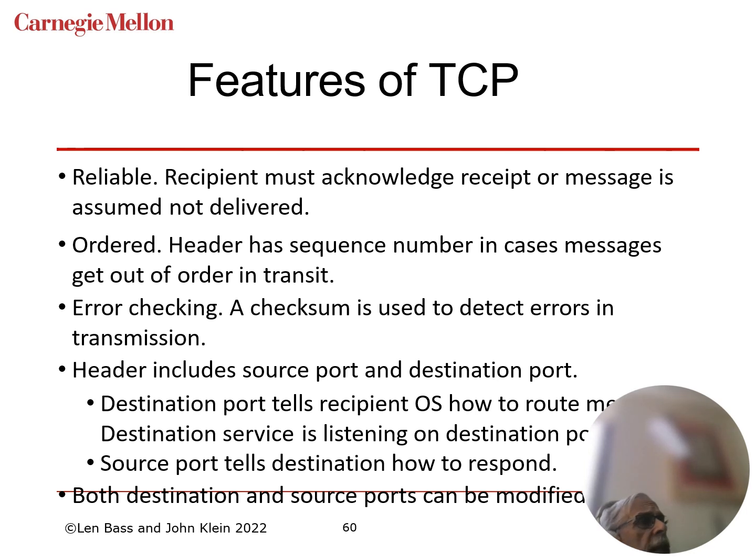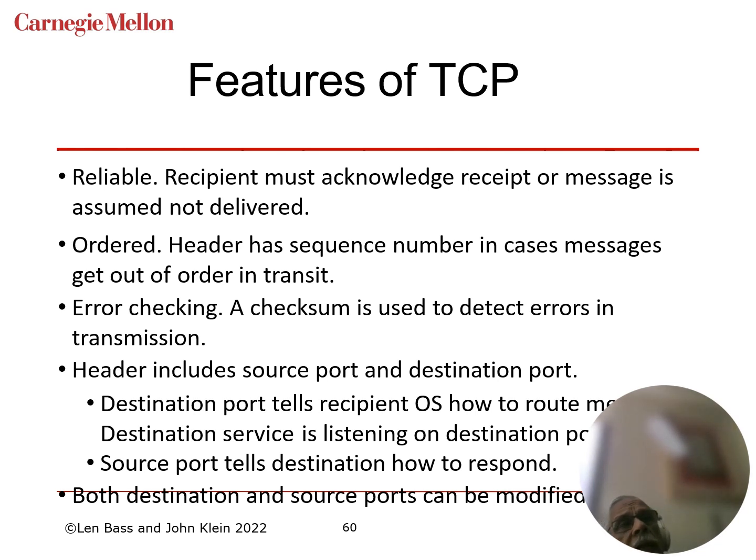The second thing is that TCP is ordered. Things get scrambled when they go off into the internet. Messages are broken into packets. Packets are a certain size. They may take their own routes, and they may arrive in a different order. With TCP, you actually have a sequence number so that the recipient will put the sequences together.